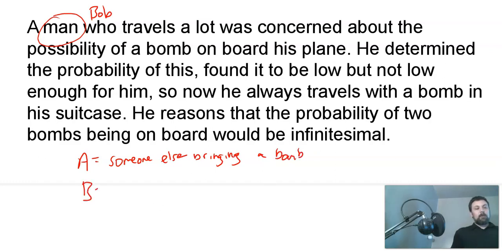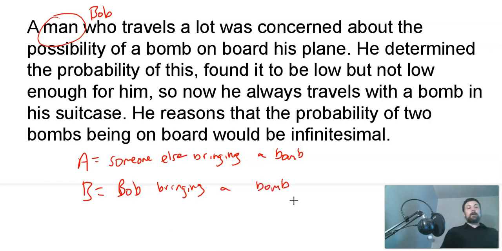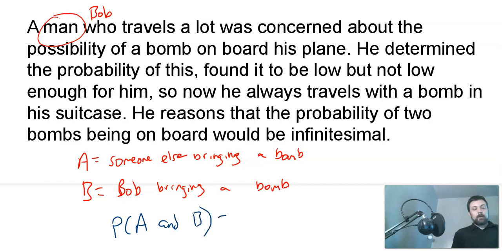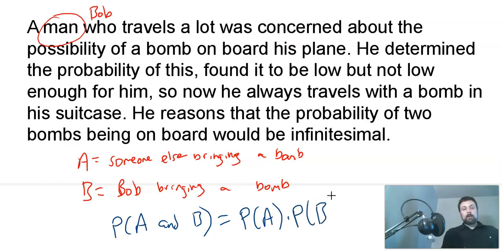And we'll let B be the event of Bob bringing a bomb on the plane. We want to know the probability that both happen: that someone else brings a bomb on the plane and then Bob also brings a bomb on the plane. So we want to find the probability that A happens and then B happens. This is the multiplication rule again, right? So this will be the probability that A occurs times the probability that B occurs given that A has occurred.